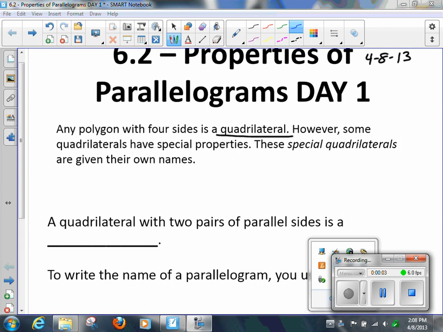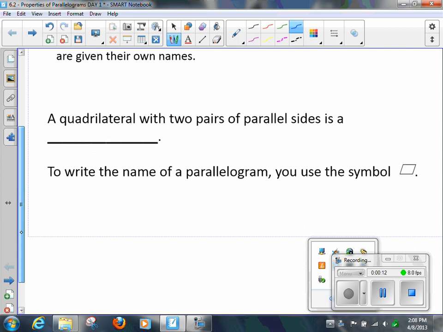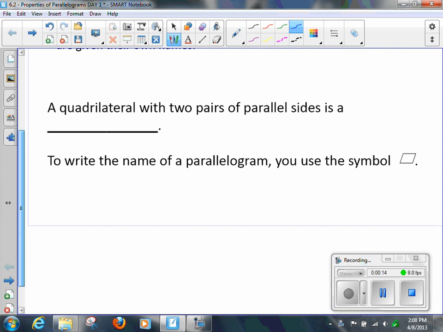There are some quadrilaterals, though, that have certain special properties, and they have their own names. Now, you guys already know these names. It says a quadrilateral with two pairs of parallel sides. Two pairs of parallel sides is a what? I want you to think about it. Parallelogram. I want you to draw this figure.